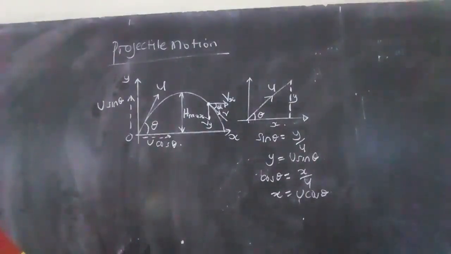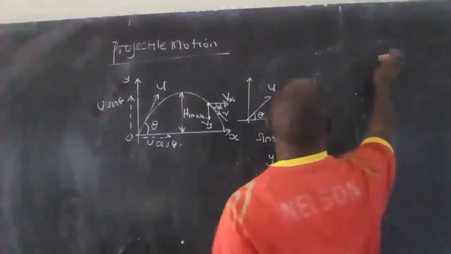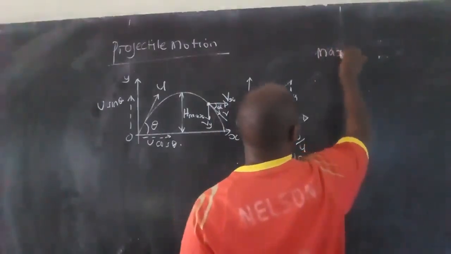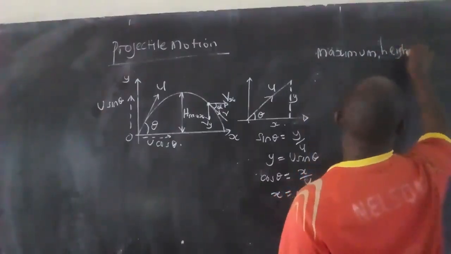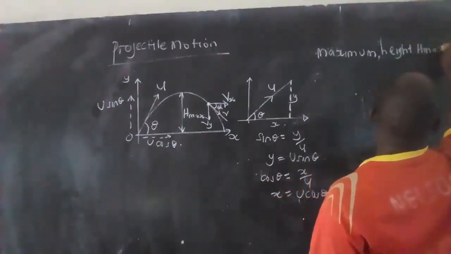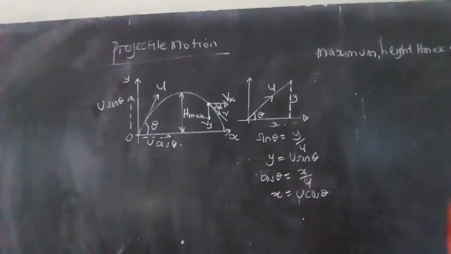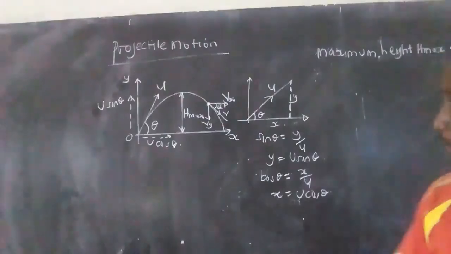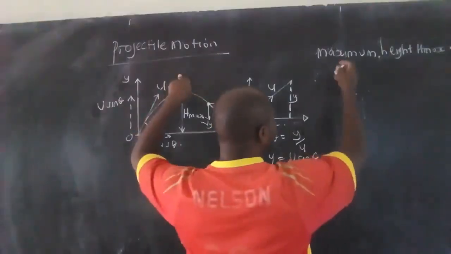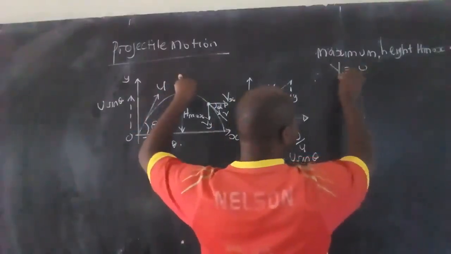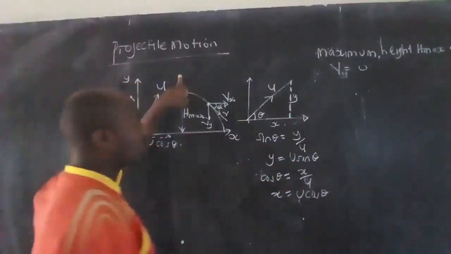So we start with the terms involved, or terms used. One, we're going to start with the maximum height, that is H maximum. So under maximum height, what are you seeing there? We know that at the maximum height, the final velocity V is equal to 0. Okay? At the maximum height, V is equal to 0.